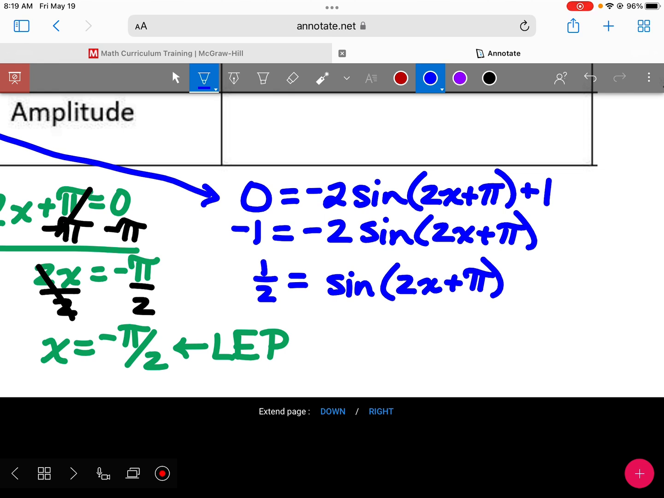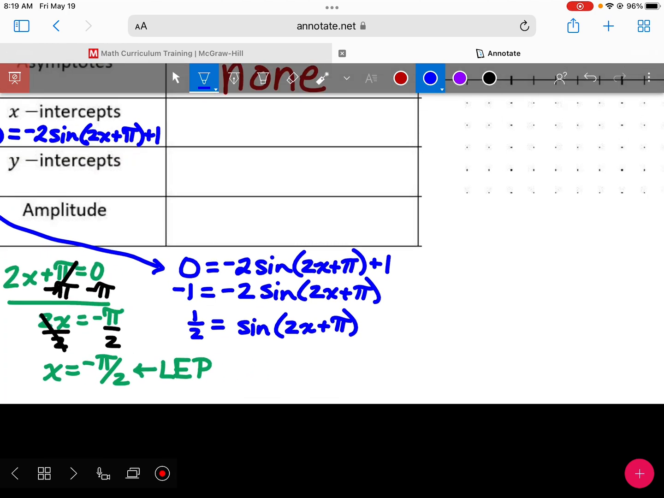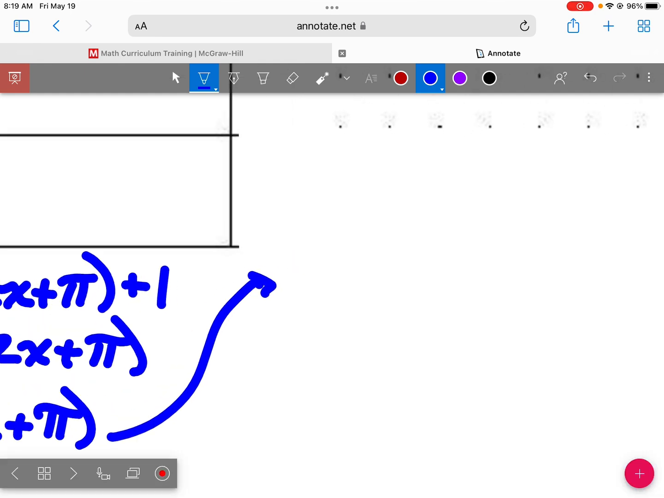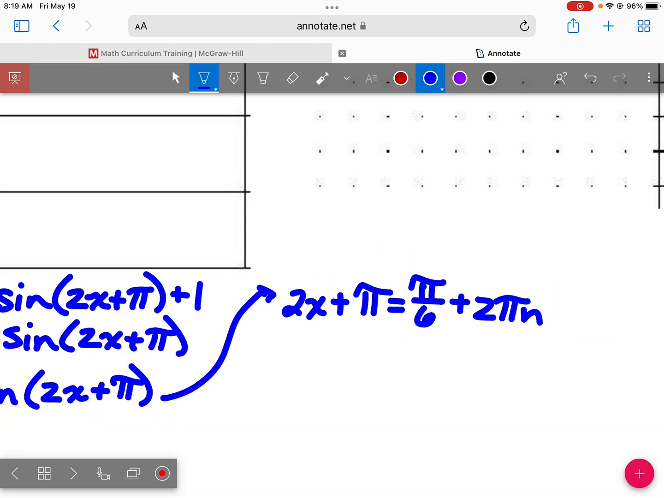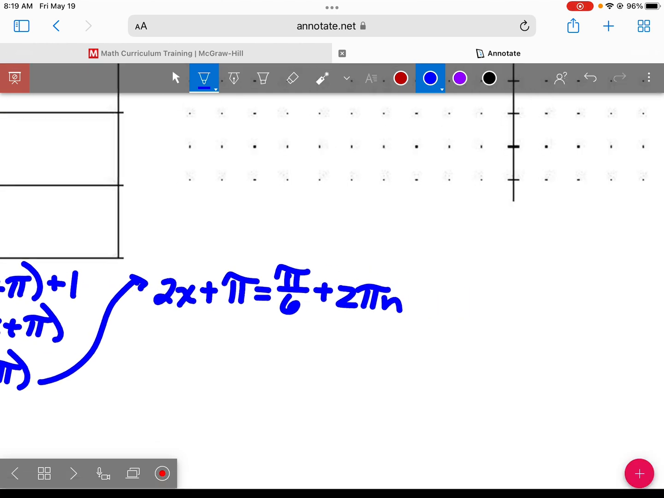Where on the unit circle is sine equal to 1/2? Quadrant 1, and it's going to be pi over 6. Okay, so we have 2x plus pi equals pi over 6 plus 2 pi n, because every time I go around the unit circle and I stop with something that is coterminal with pi over 6, it is equal to 1/2.